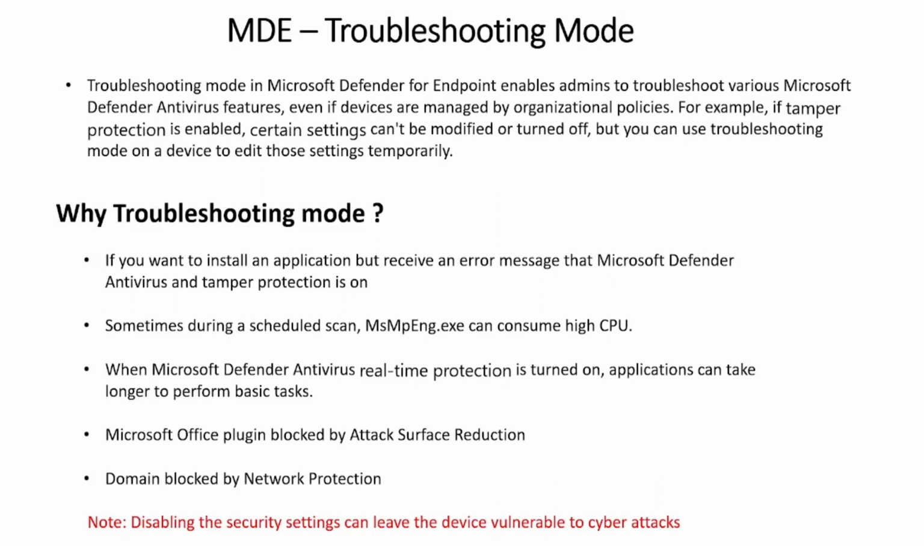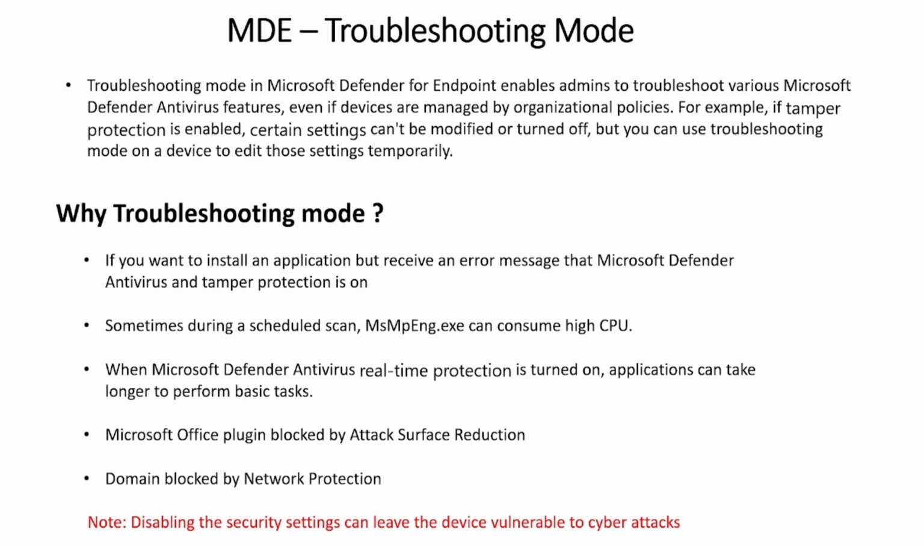So today I'm going to discuss the troubleshooting mode in Microsoft Defender for Endpoint. Before we start the discussion, it is important that we understand how tamper protection works. For example, if tamper protection is enabled in the environment, then the security settings of the target device cannot be modified. So if you want to make any changes to the security settings, you have to disable tamper protection on that particular device. And from the Defender portal, if you disable tamper protection, it is going to be applied to the entire tenant.